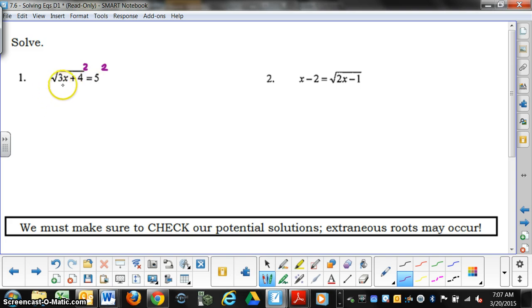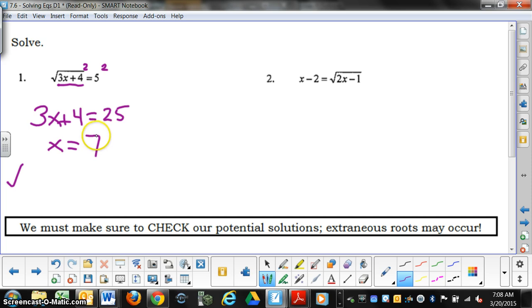The square root of something squared is simply that something. So that simplifies to 3x plus 4, and on the right hand side, we end up with 25. Subtract 4, divide by 3: x equals 25 minus 4 is 21, divided by 3 is 7. x equals 7.